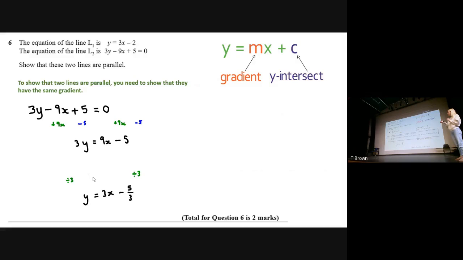Cool. Number 7? Oh. First mark for starting to do stuff. So even if you only got to 3y equals 9x minus 5, then you're still going to get a mark. Second mark for showing that they're both the same. Right, question 7.